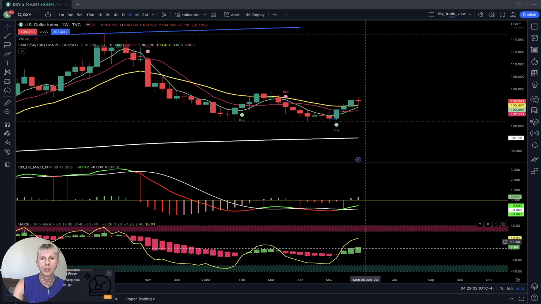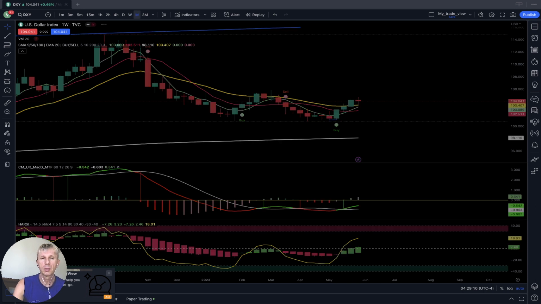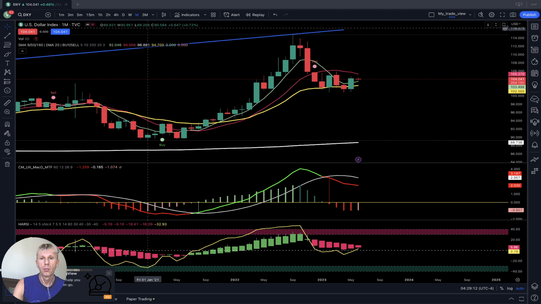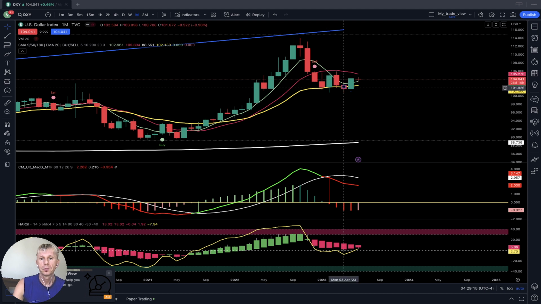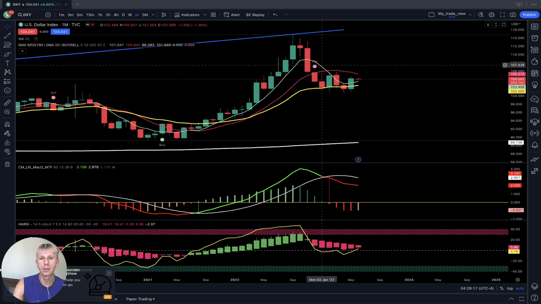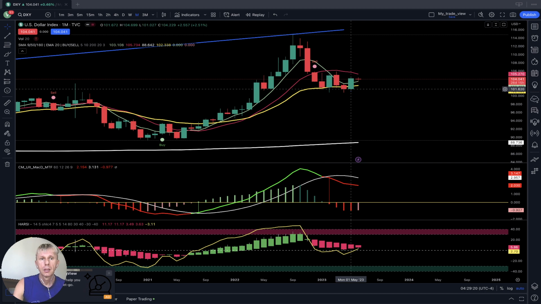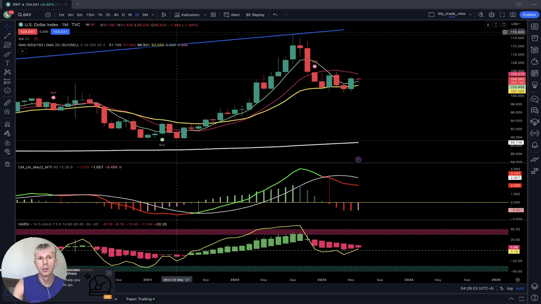Let's move to DXY, USA dollar weekly time frame. It is bullish on weekly time frame. Last month moved above 20. Positive bullish crossover, but territory is still bearish. Monthly time frame, it is still bearish on monthly time frame. It was dancing around 20. Still bearish on monthly time frame.